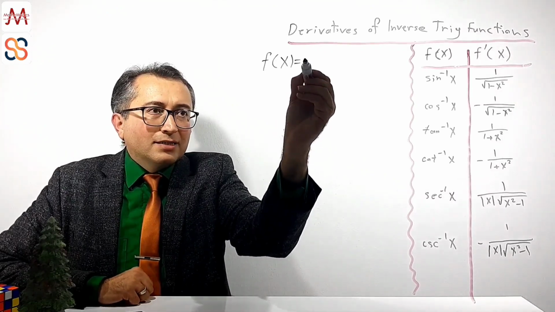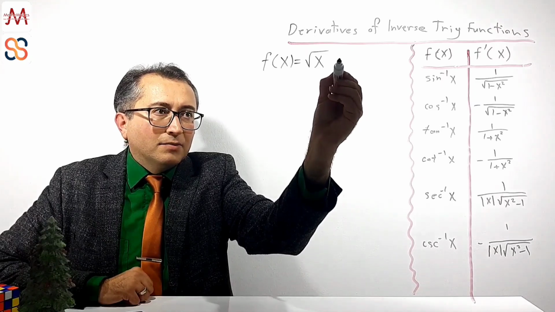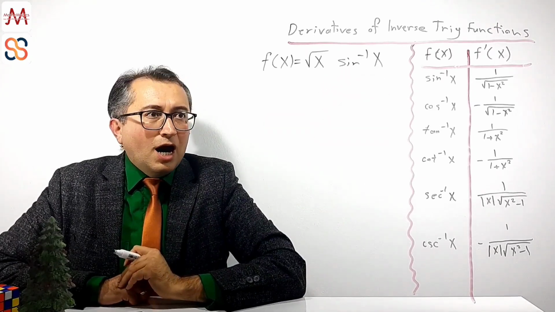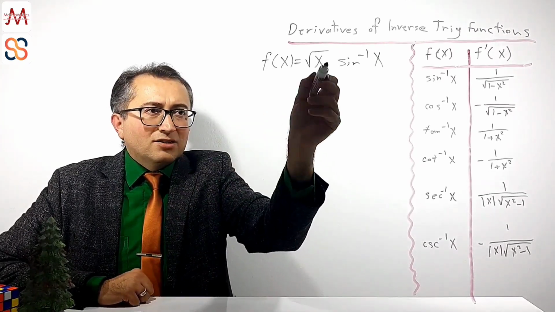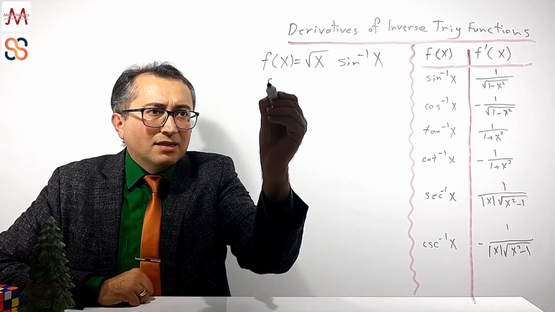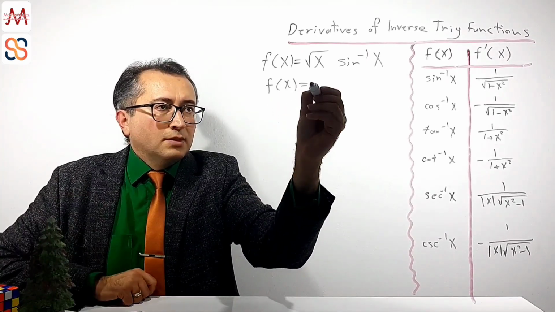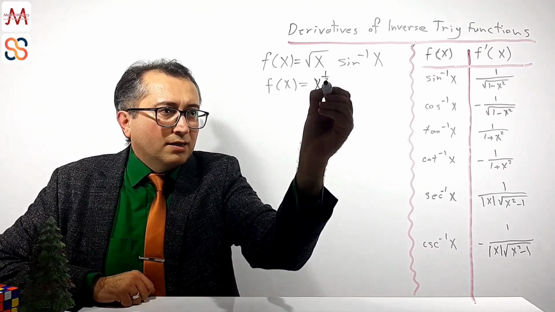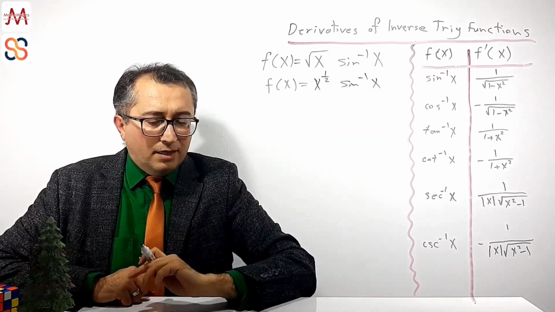If f of x equals radical x times inverse sine x. So, how can we solve this problem? At first, let's get rid of this radical thing. I'm gonna rewrite. Instead of radical, we can write x to the 1/2 times inverse sine x.